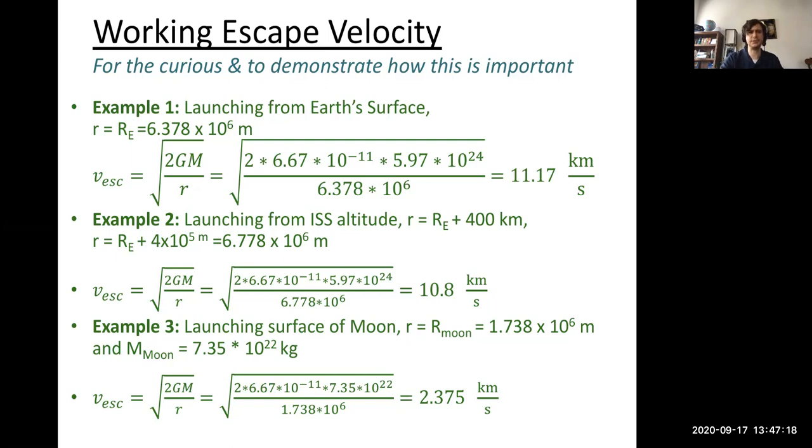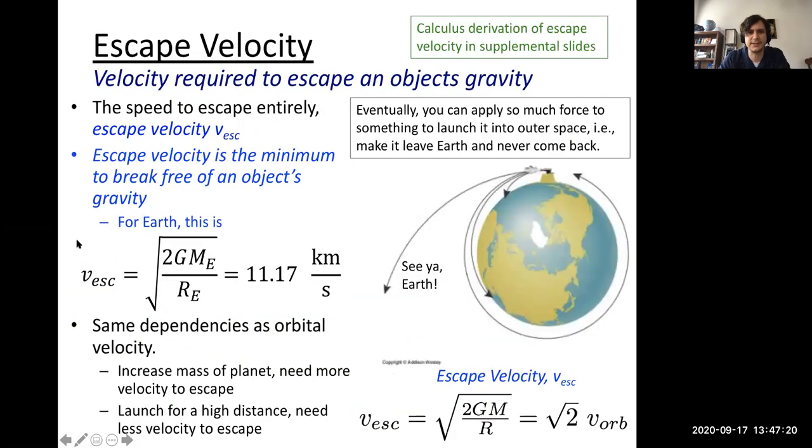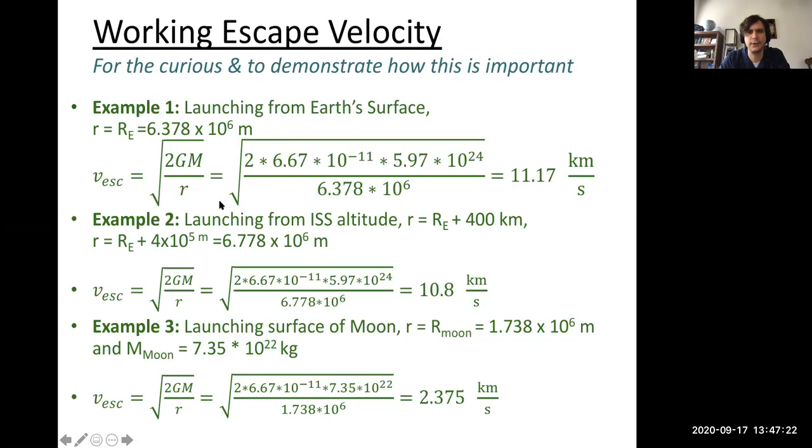So to escape the Earth, this is the same as the thing that I had on this slide, except I crunched through the numbers for you. You can calculate the escape velocity is 11.2 kilometers per second.